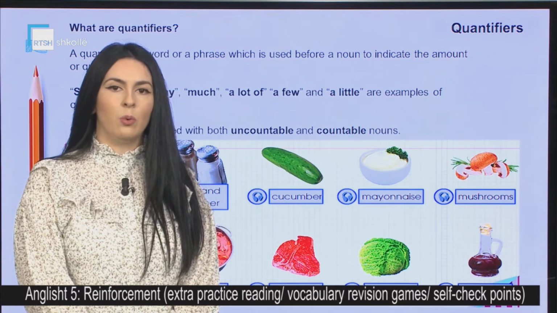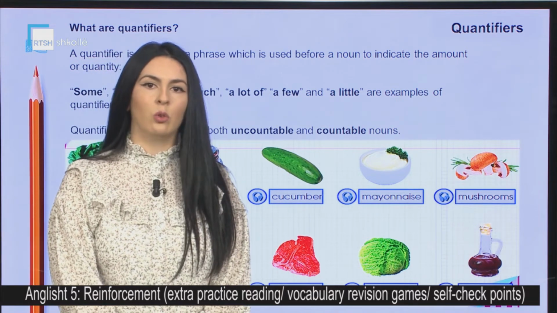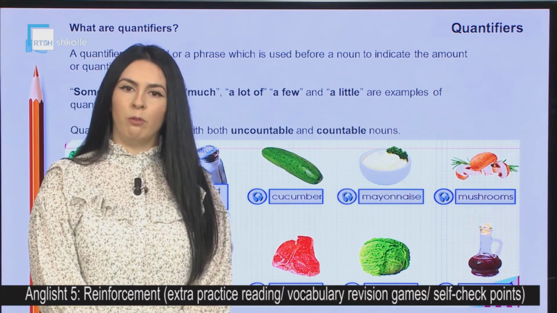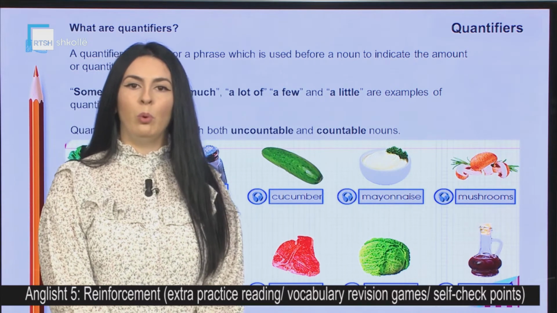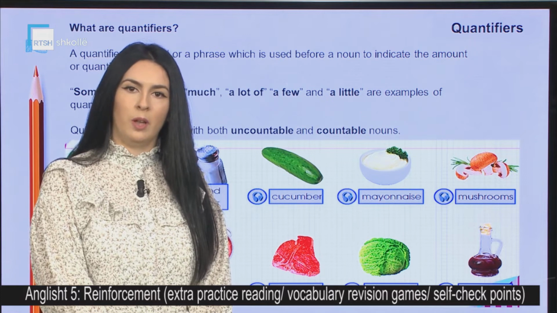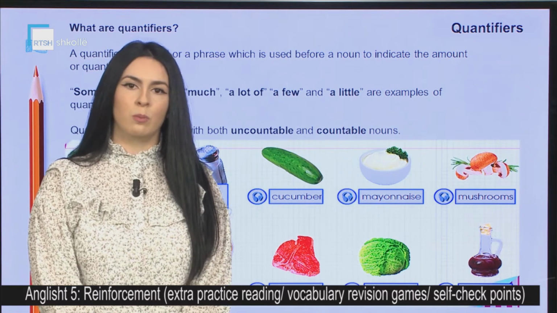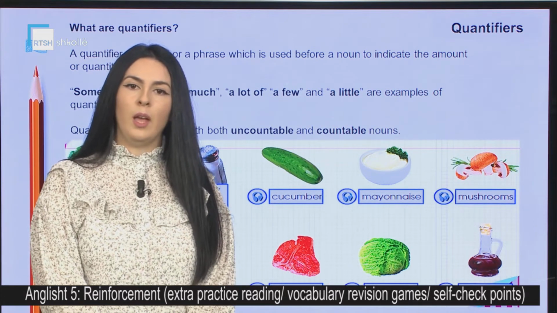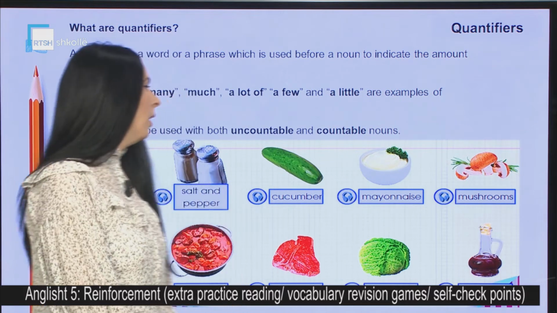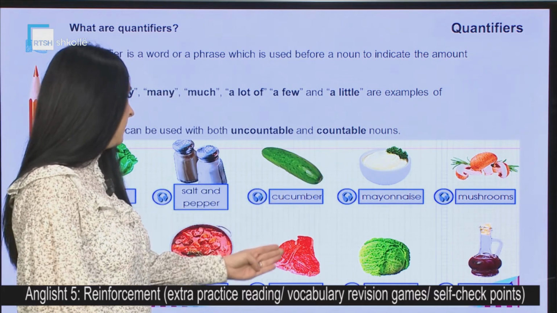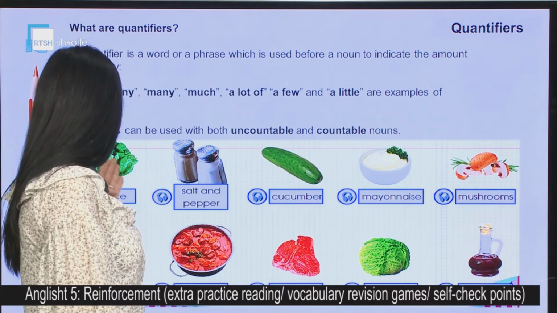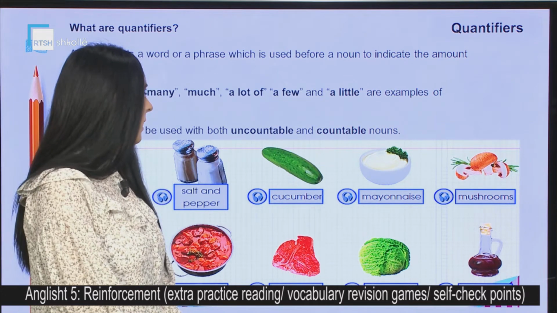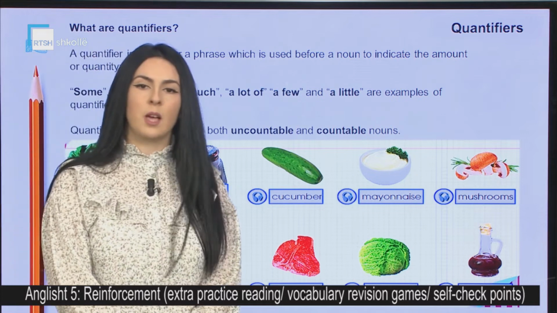Let's see which words are countable and which are uncountable. Mushrooms is a countable noun. We have a plural form and a singular form. If we have a plural and a singular form, we have a countable noun. So, a mushroom to mushrooms. Vinegar is an uncountable noun. Why? Because it only has a singular form. Let's continue. Mayonnaise, steak, stew, salt and pepper, lettuce and mustard as well are all uncountable nouns, whereas cucumber, cabbage and mushrooms are countable nouns.